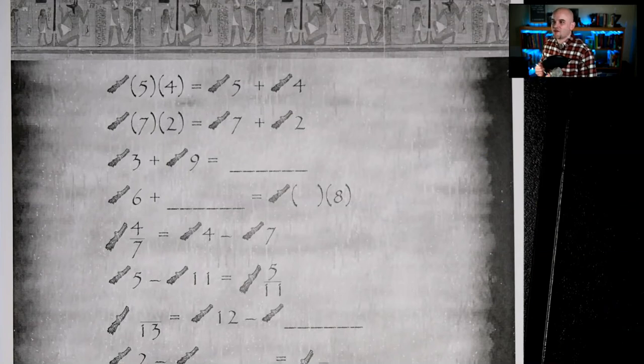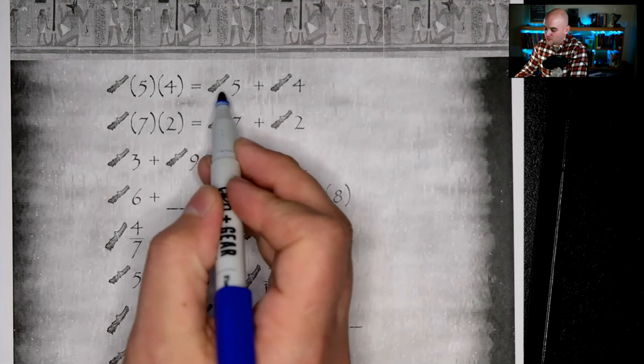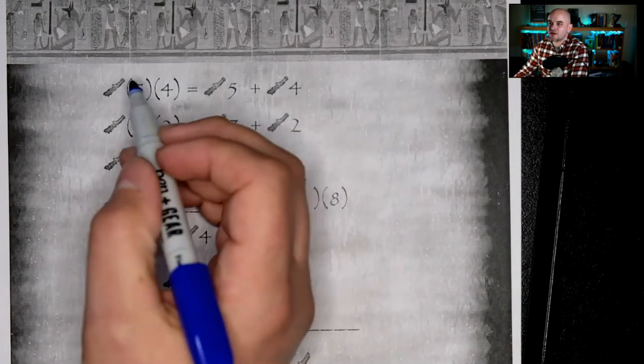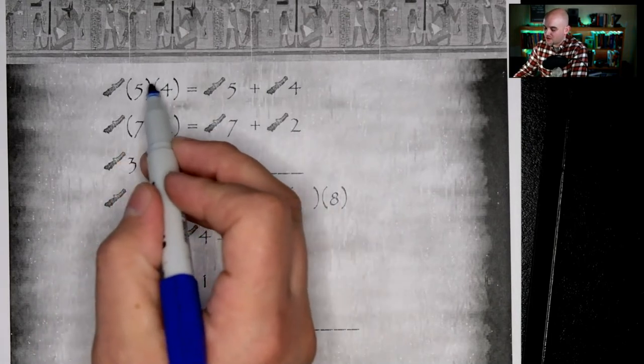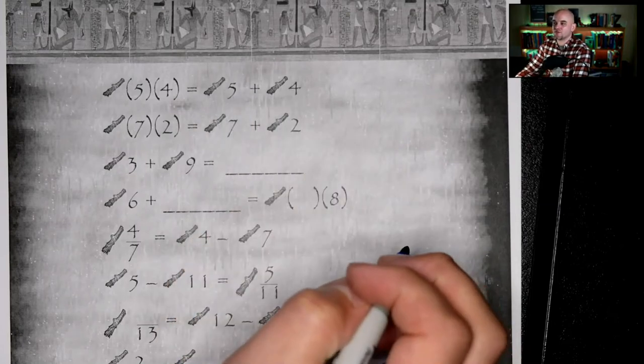And so I have over here bacon of 5 times 4 equals bacon 5 plus bacon 4. So this is the way I want you to look at this. Bacon is a function here. So when I got the bacon of 5 times 4, that equals bacon 5 plus bacon 4.